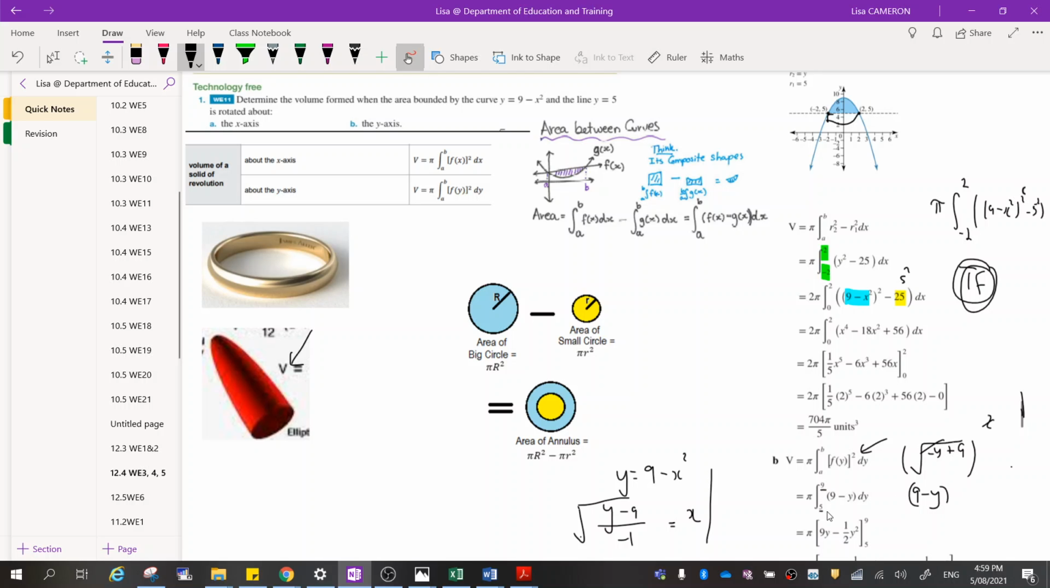To find these bounds, all I need to do is solve for when x equals 0, what is y in both equations. So when x equals 0, y equals 9. And in the other one, when x equals 0, y is still 5. So that's how I get my lower and my upper bound. I think that's probably all the things that you could possibly get incorrect in that question. So good luck.